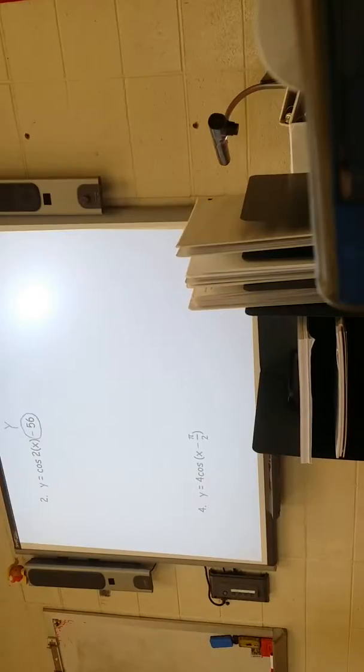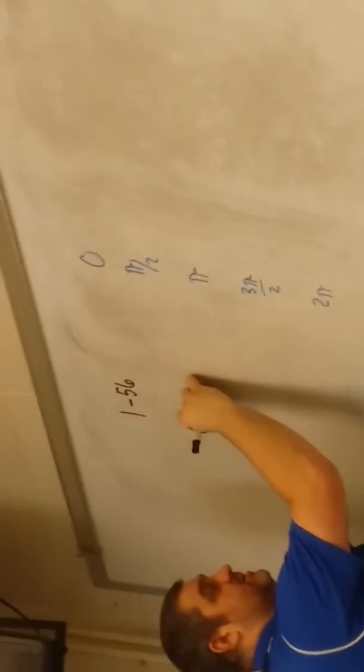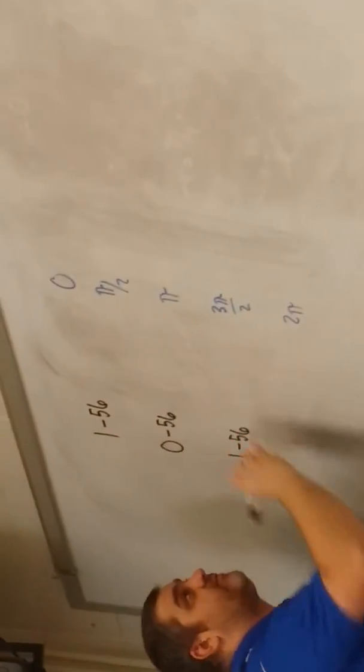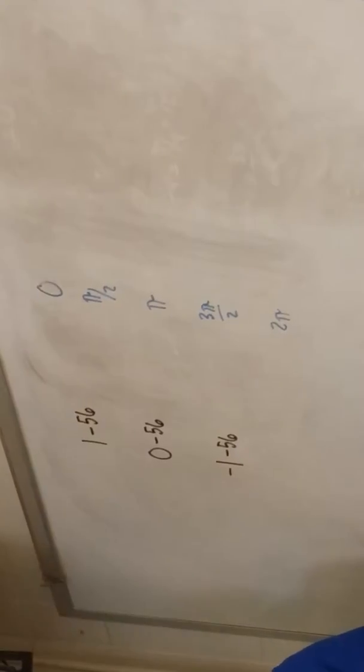For y's, do we do the same thing or do we change it? Y's stay the same, because it's not in the parentheses. X's we change. Y's stay the same. So it's minus 56 for all of those.